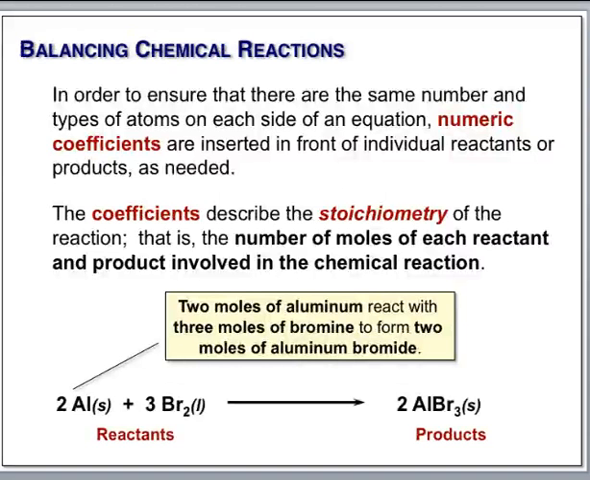Stoichiometry basically just puts this into more of a problem format. For example, I just said 2 moles, 3 moles, 2 moles, right? All of Chapter 6 comes down to something like this. What if we only had 1 mole of aluminum? How many moles of product would we get? 1. Right? How many moles of bromine would it take? Not 3, 1.5. So that's the basic concept of stoichiometry.